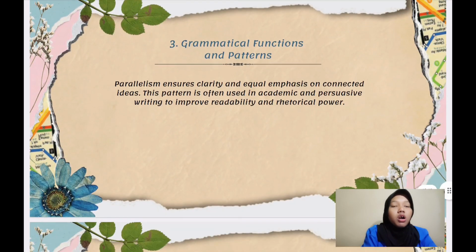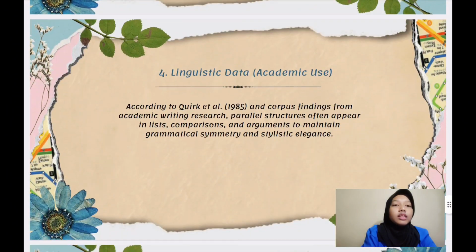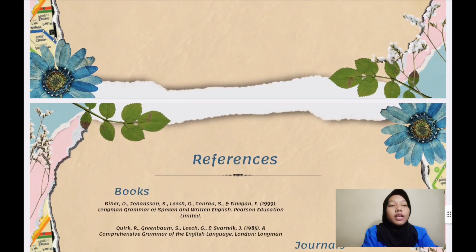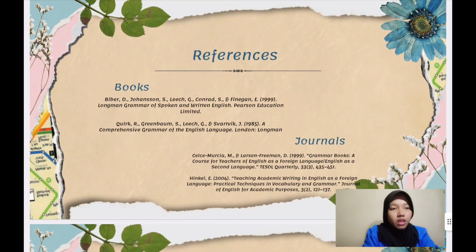According to Quick et al., 1985, parallel structures frequently appear in academic writing, especially in lists, comparisons, and arguments, because they maintain grammatical symmetry and stylistic harmony.